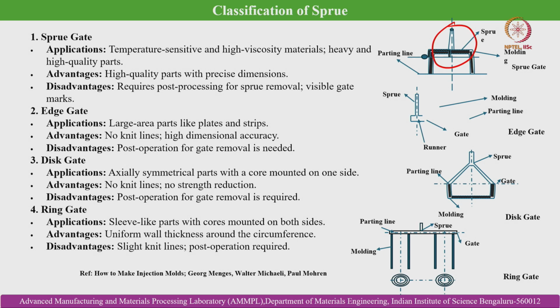Advantages are high quality parts with precise dimensions. Disadvantages: it requires post processing for sprue removal, and there are visible gate marks. Okay. And then the case of the edge gate. A typical example of an edge gate is shown over here.